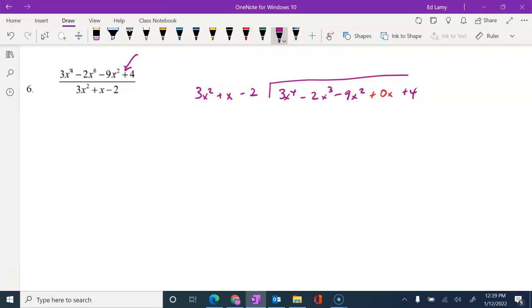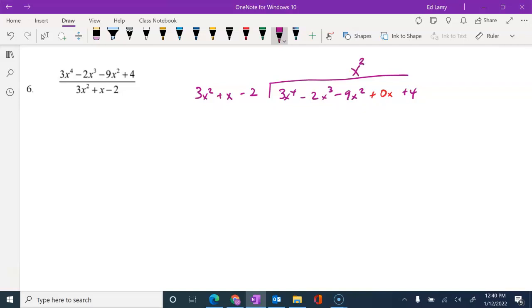So that's the one thing that's a little different about this one. If there is a missing term, and we don't have all of the decreasing degrees of the variable, be sure to add that as 0 so we don't mess up our subtraction. And now the process is just the same. What do you multiply 3x squared by to get 3x to the fourth? I would say x squared. I'll put it in the x squared column.